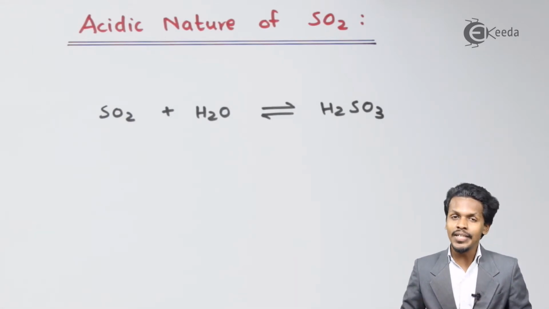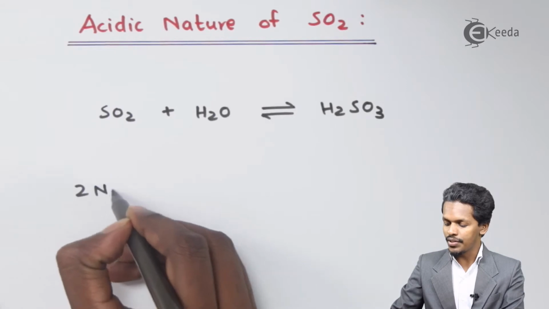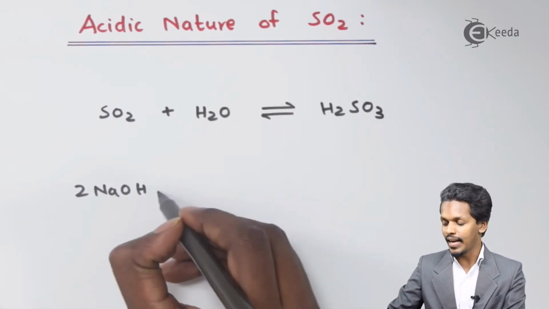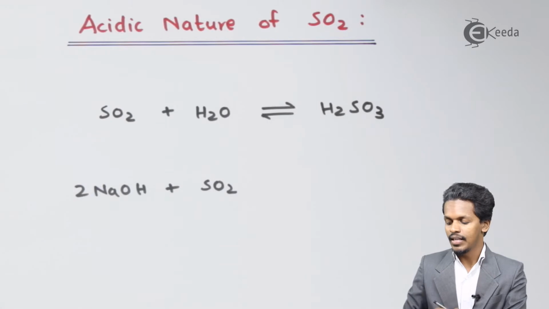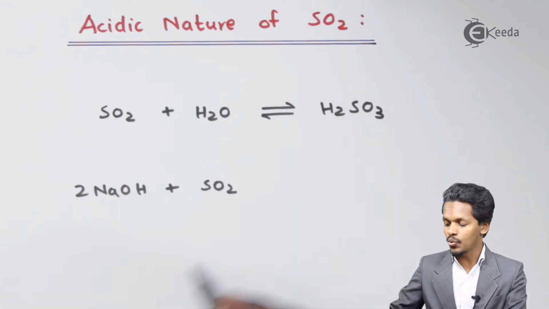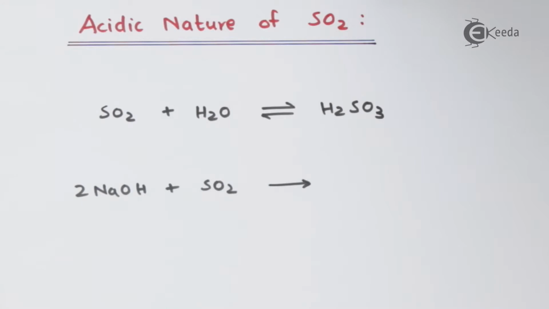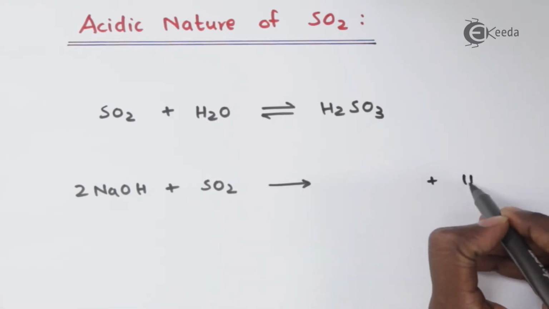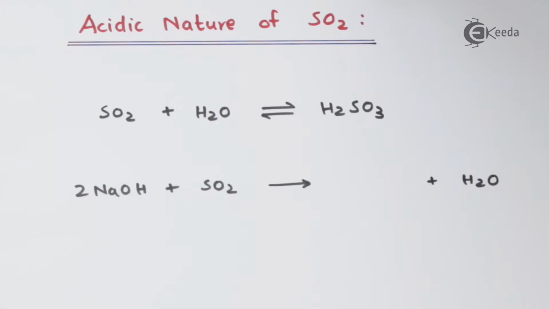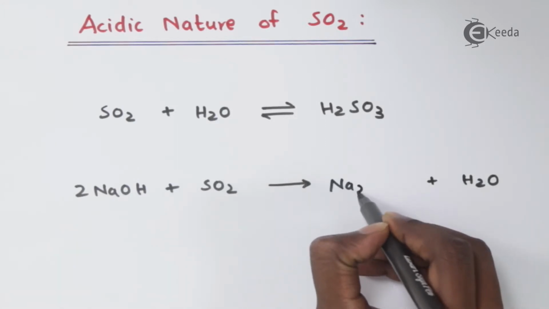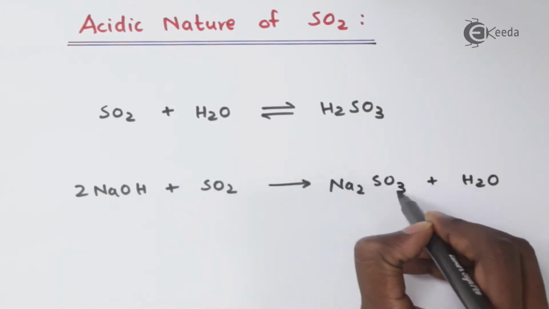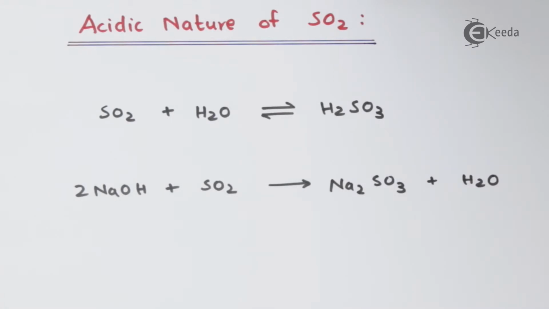Talking about another reaction, suppose we react 2 moles of NaOH, which is a base, with SO2. Then the product we get is basically a salt and water. Water is removed as a byproduct, and the main product we get here is Na2SO3, which is known as sodium sulfite. This kind of reaction is basically a neutralization reaction, where an acid is treated with a base to produce salt and water. That proves that SO2 is acidic in nature.